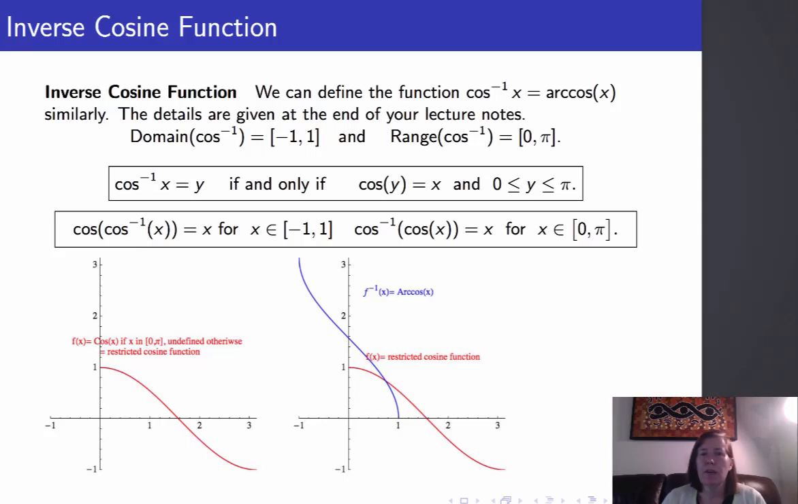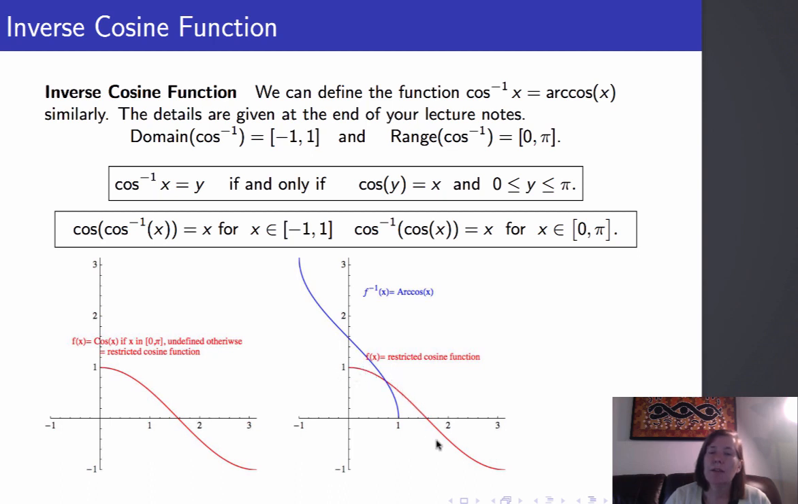Well, we can also define an inverse cosine function, but again we must restrict the cosine function itself because it's not a one-to-one function. So here on the left we have a picture of the restricted cosine function, which equals cosine of x if x is between 0 and pi and it's undefined otherwise. And cosine inverse of x, or arc cosine of x, is the inverse of this restricted cosine function.